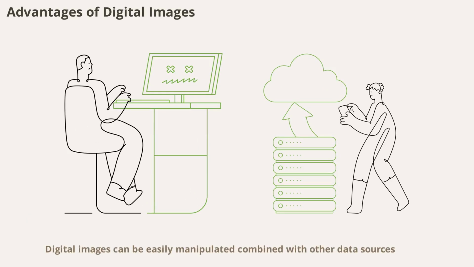Digital images can be easily manipulated, combined with other data sources, and processed using computers. This flexibility allows for more accurate and detailed analysis, supporting a wide range of applications from environmental monitoring to urban planning. As technology advances, digital remote sensing continues to open new possibilities for understanding our world.